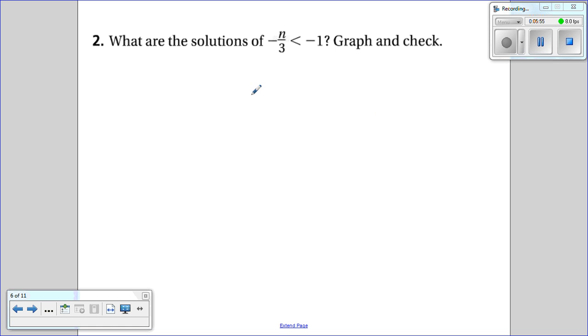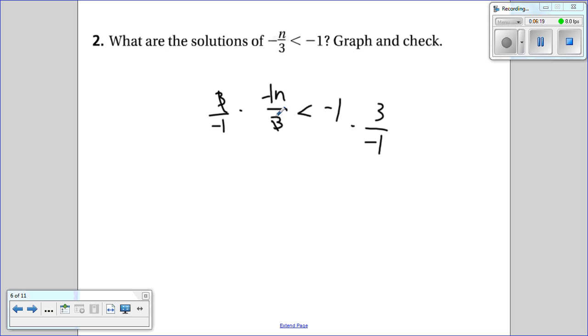Okay, one more. We have negative n divided by 3 less than negative 1. We multiply by, so right here, this is basically negative 1/3. So I'm going to multiply by 3 over negative 1, or negative 3. It doesn't matter how you look at it.